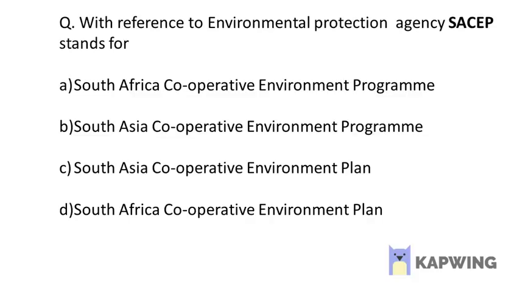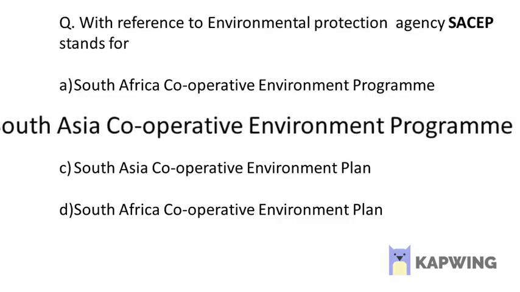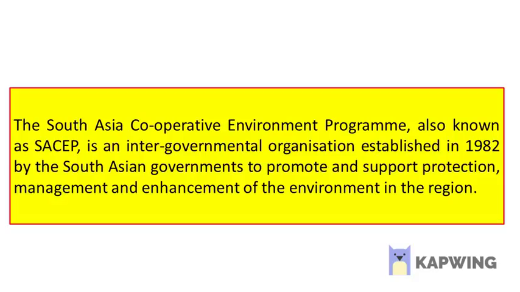With reference to Environmental Protection Agency, SACEP stands for: option A, South Africa Cooperative Environment Program; option B, South Asia Cooperative Environment Program; option C, South Asia Cooperative Environment Plan; option D, South Africa Cooperative Environment Plan. So the correct answer for this is B, South Asia Cooperative Environment Program. You can read it here. South Asia Cooperative Environment Program was founded in 1982 by South Asian governments to promote the environment in the region.